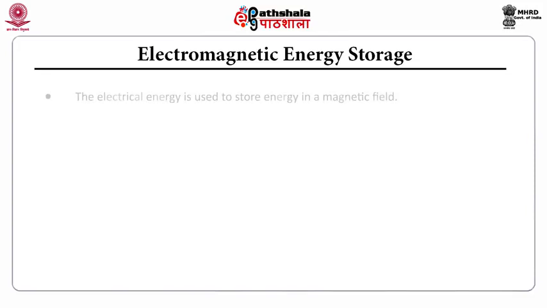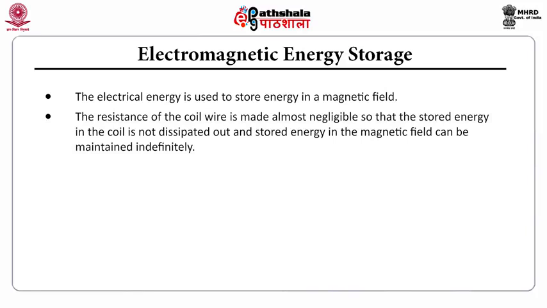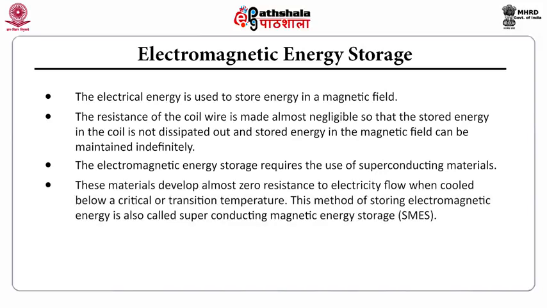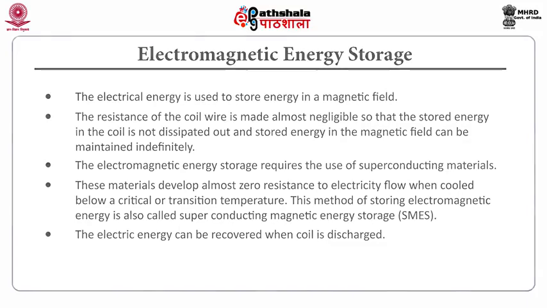Electromagnetic energy storage. The electrical energy is used to store energy in a magnetic field. The resistance of the coil wire is made almost negligible so that the stored energy in the coil is not dissipated, and stored energy in the magnetic field can be maintained indefinitely. The electromagnetic energy storage requires the use of superconducting materials. These materials develop almost zero resistance to electricity flow when cooled below a critical or transition temperature. This method of storing electromagnetic energy is also known as superconducting magnetic energy storage. And the electric energy can be recovered when the coil is discharged.